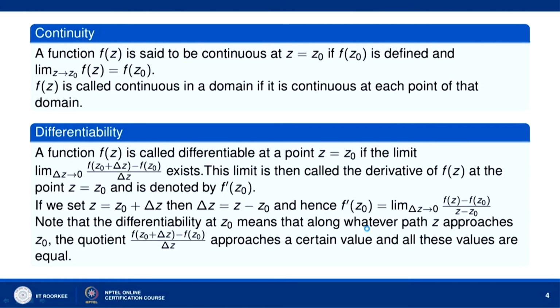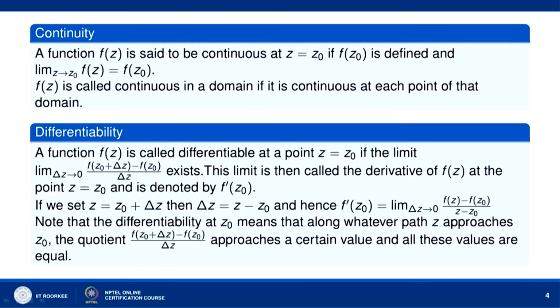Okay. Now, let us define the continuity of a complex function f z. A function f z is said to be continuous at z equal to z naught if f z naught is defined and limit of f z as z approaches z naught equals f z naught. The function f z is said to be continuous in a domain if it is continuous at each point of that domain.